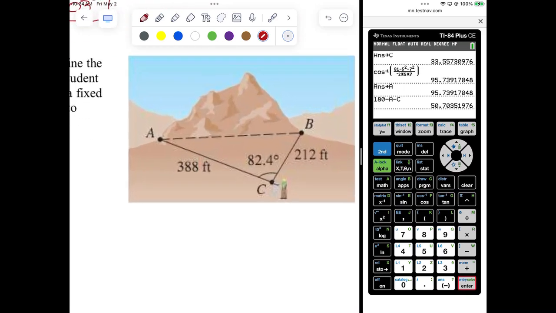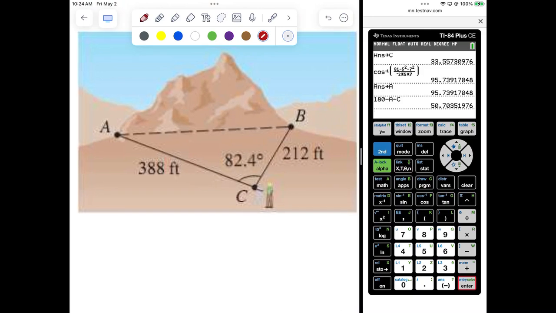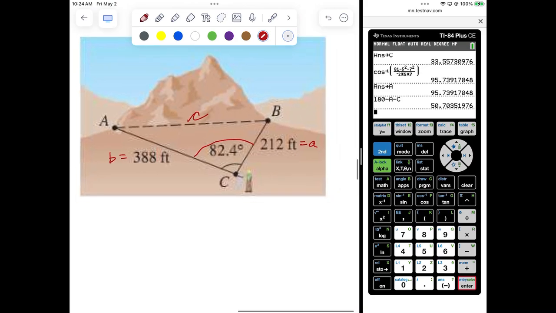Okay, so he's standing right here at point C, and we want to figure out little c. That's the length of the tunnel through the mountain. He takes a reading to point A on the left-hand side to be 388. That's what we're going to call little b. And then he measures the angle, which is 82.4, to the other side of the mountain, which is 212, which we're going to call little a because it's opposite angle A. I just want to find little c. Now, what method are we going to use? Law of sines or law of cosines to do that?